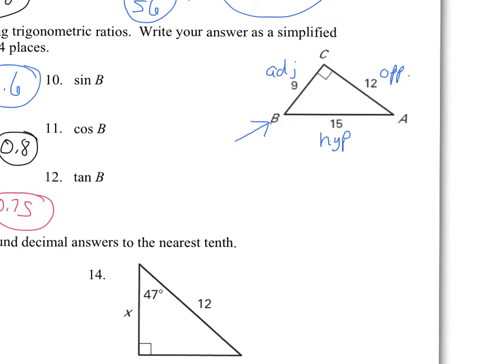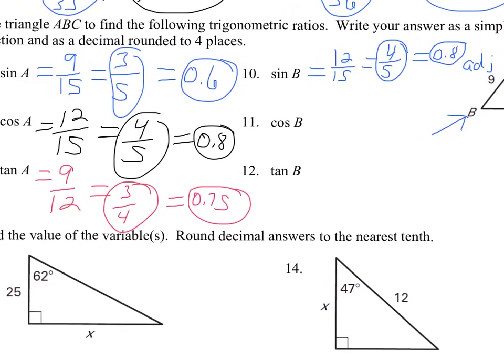So the sine of B, sine is opposite over hypotenuse, that'd be 12 over 15. And you can reduce that to 4/5. And if you divide 4 divided by 5, you get 0.8. Again, no need to round. You might remember that the sine of one angle is going to be the cosine of the other angle.